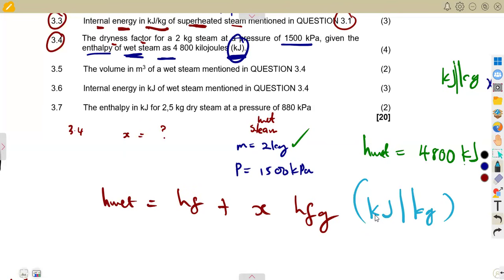That's the basic unit of enthalpy. So be careful on this one. Meaning to say, if it is the basic unit of the enthalpy, we need that. That is what we are used to. So what are we going to do? Let us bring it back.